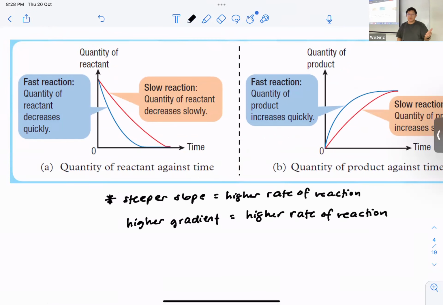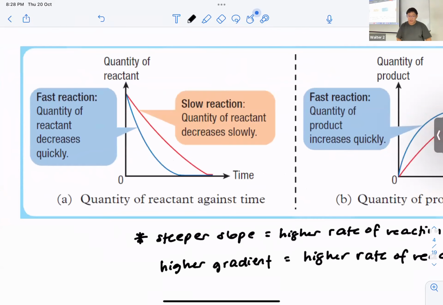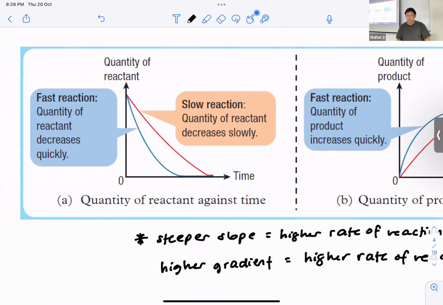So if it's the opposite, which means the less steep it is, the lower the rate of reaction, or the lower the gradient, the lower the rate of reaction. So look at the blue line. Let's take a look at the first one, the left side first. We have a red and blue line, right? Which one has a steeper gradient, or which one has a steeper slope? The blue one has a steeper slope, okay? So the blue one has a steeper slope means the rate of reaction is higher.